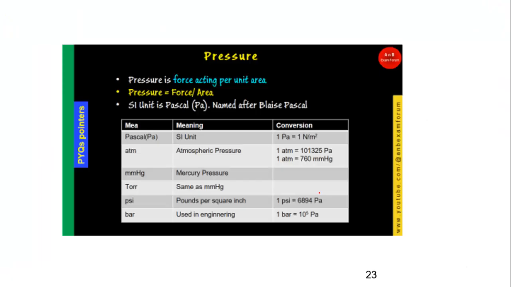And the other very important thing you should know about that, pressure is force acting per unit area. So pressure is force per unit area, and the SI unit is Pascal. You have to remember the SI unit. SI unit is Pascal. So 1 Pascal is basically 1 Newton per meter square. Okay. And the next one is ATM. ATM is atmospheric pressure, and this is very important. These two are very important.